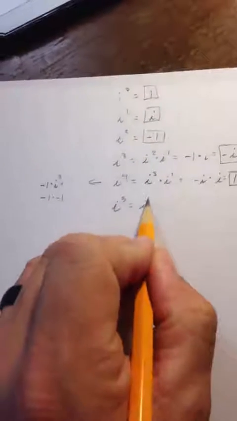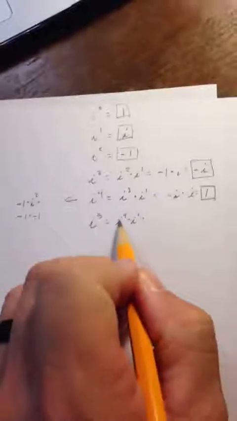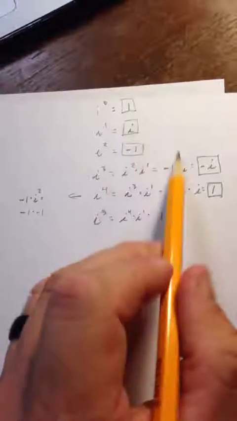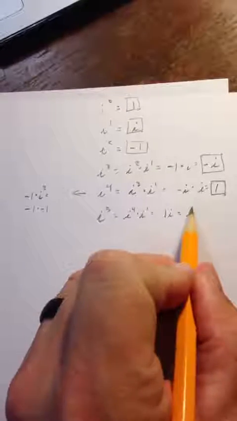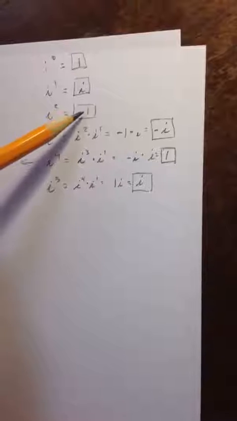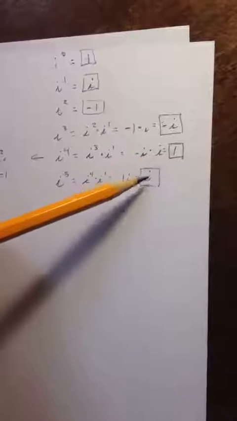If we go further, let's take i to the fifth. I can rewrite that as i to the fourth times i to the first. 4 plus 1 is 5, right? Well, we know i to the fourth is 1. i to the first is i. So there's i. So at this point now, you should be able to start seeing some sort of a pattern unfolding in your numbers. I'm noticing 1, i, negative 1, negative i. And then look here again, 1, i.